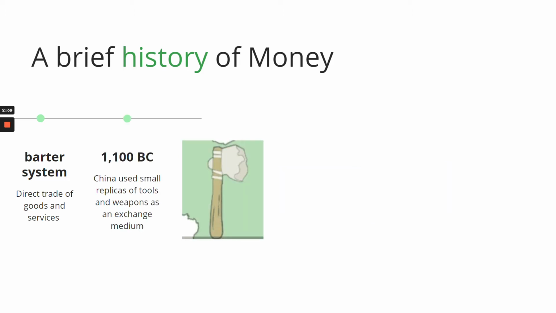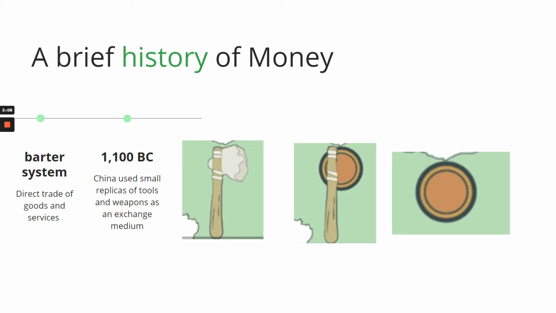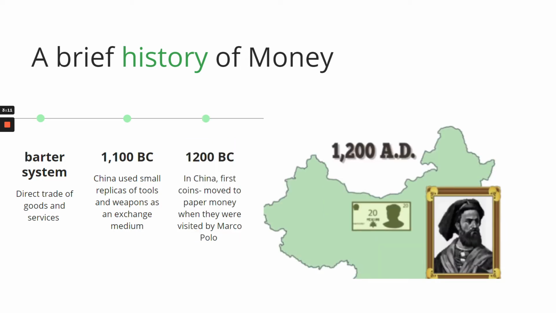In early 1100 BC, China was using small replicas of tools and weapons as an exchange medium. But eventually, they changed it because these replicas of tools and weapons are sharp, no? They could get hurt when they put them in their pockets or bags. So they changed it to something rounded. Eventually it became round, like a coin. And in 1000 BC, they changed from coins and made paper money.